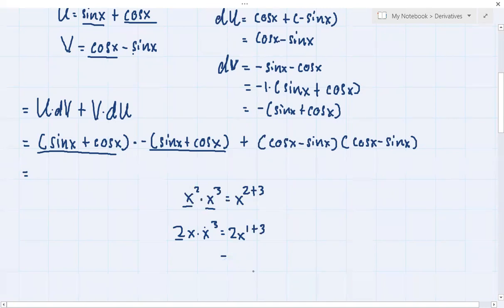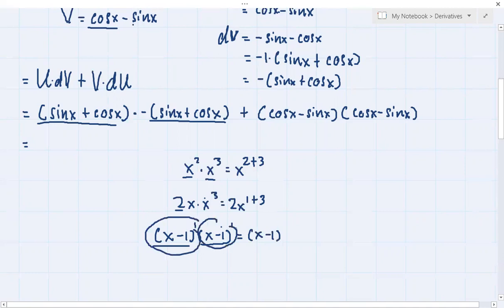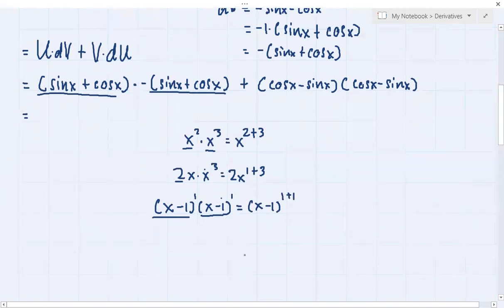Okay? Now, let's try it with yung mga naka-parentheses. Try natin. We have quantity x minus 1 times x minus 1. So, since magkapareha silang dalawa, we can just copy the base x minus 1, then i-add natin yung exponent nila. Exponent nito is 1 at exponent nito is 1. So, we will have 1 plus 1. Okay? So, one more example para mas gets niyo pa.